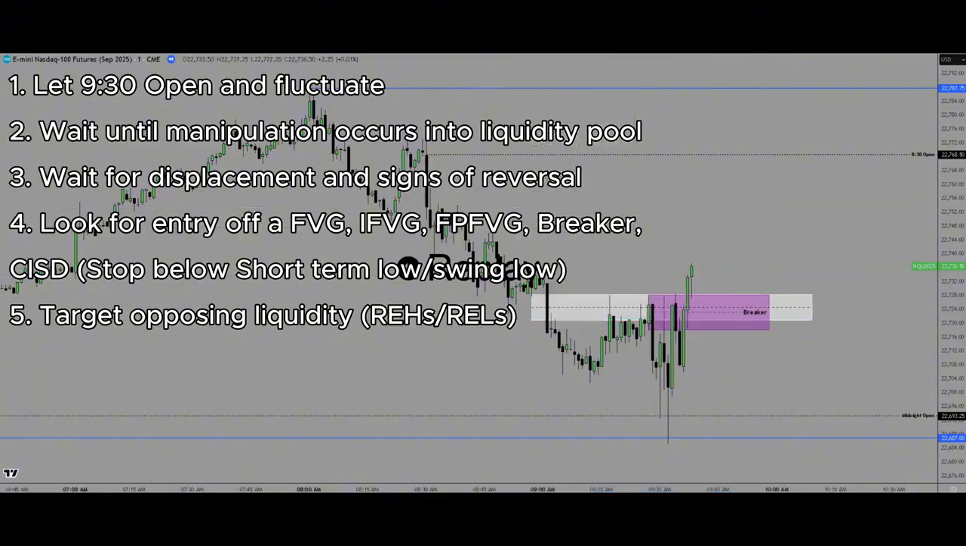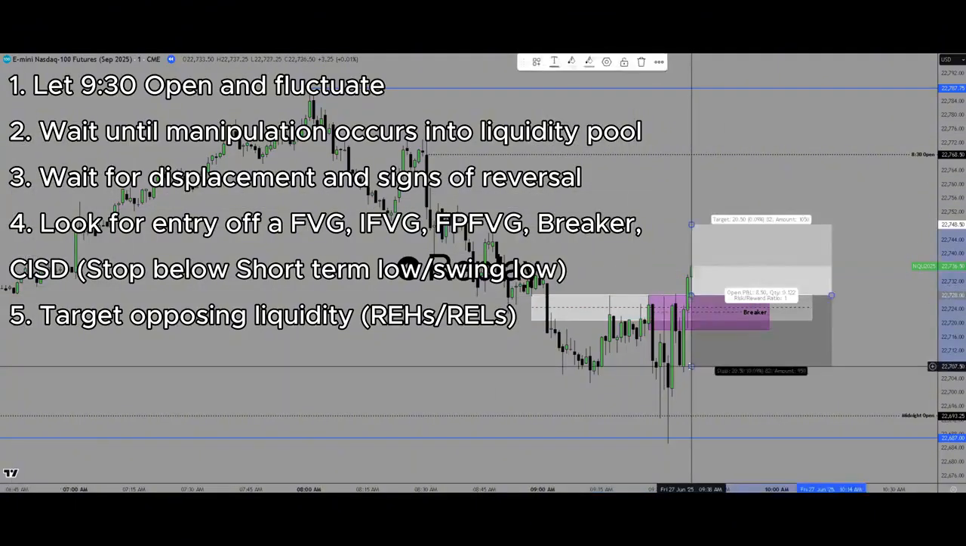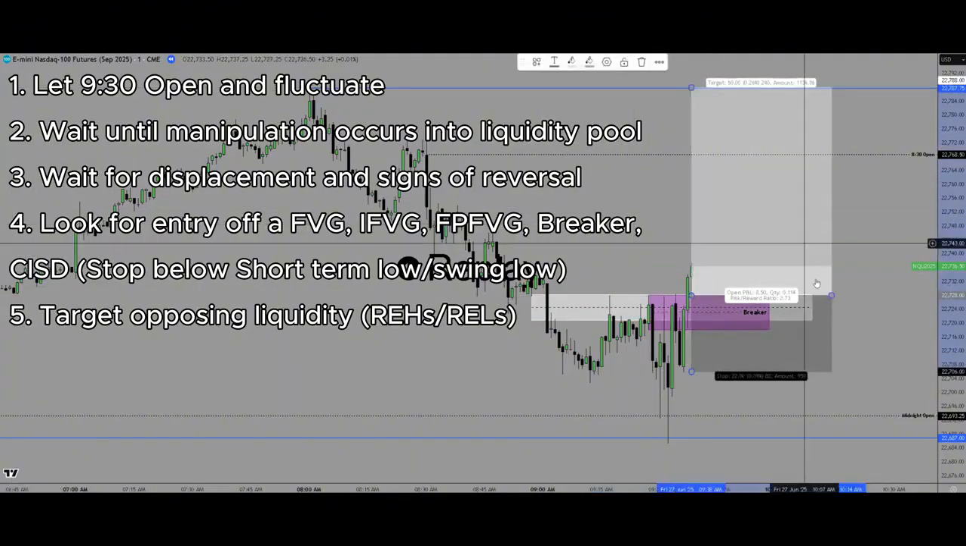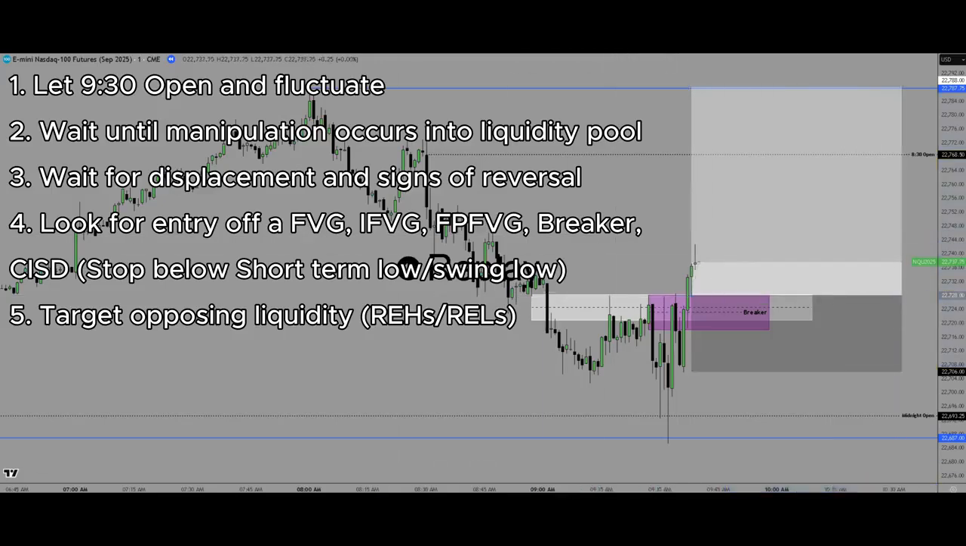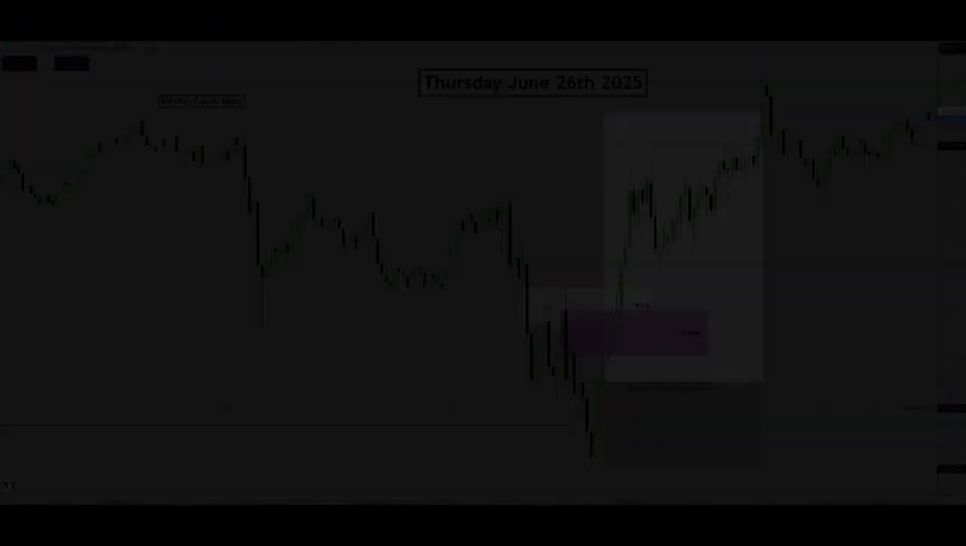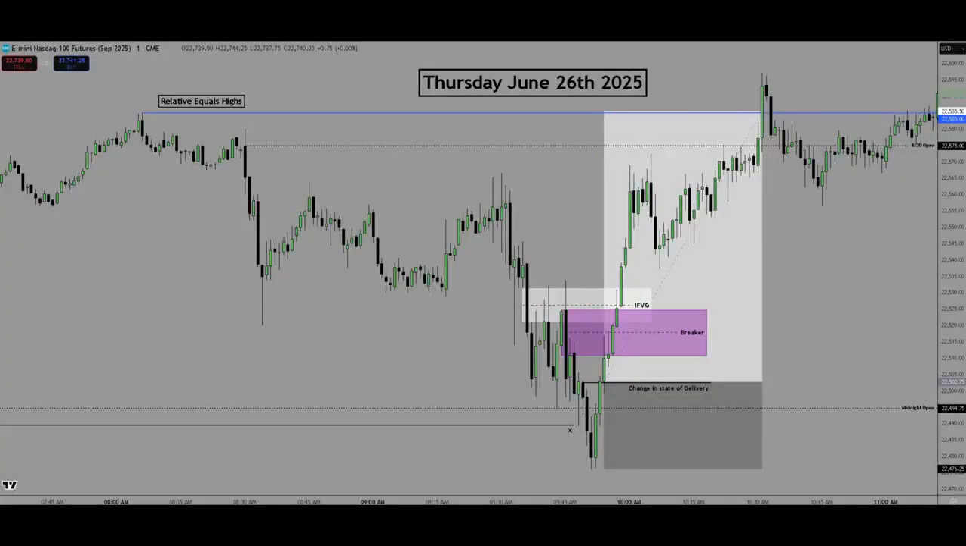Your stop should be below a short-term swing low or the swing low. Step 5. Set target at the opposite liquidity pool. Always take partials at logical low-hanging fruit levels. So that was the strategy. Let's now look at some examples from this past week.